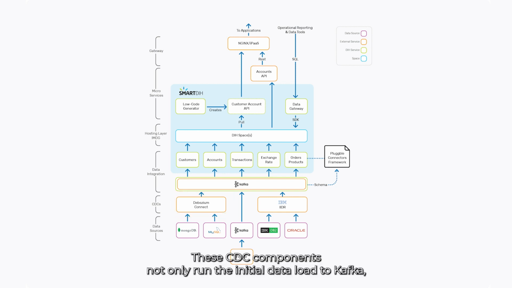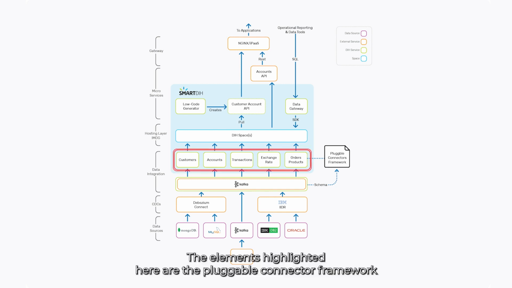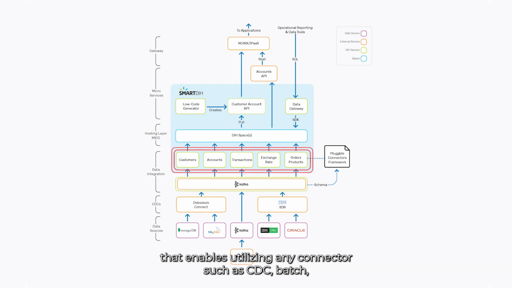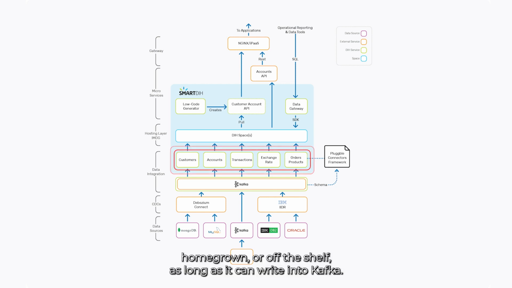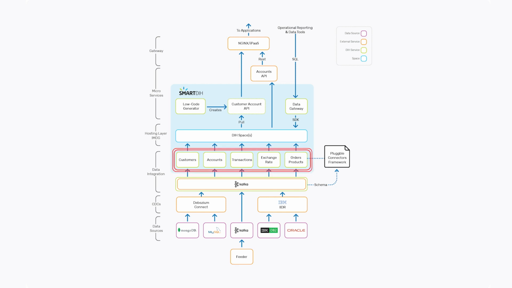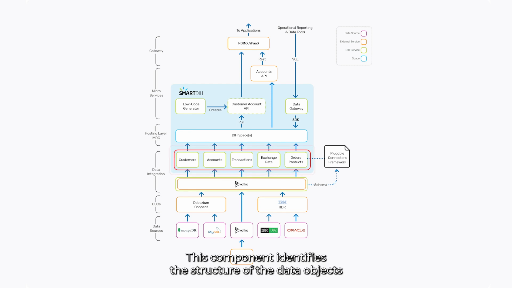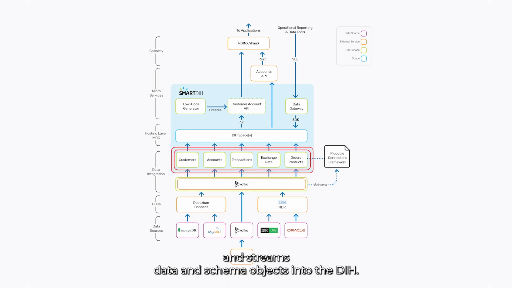These CDC components not only run the initial data load to Kafka, but also reflect any ongoing change in the source data in real time, so that any change in the database is instantly reflected in Kafka and ultimately in the Smart DIH. The elements highlighted here are the pluggable connector framework that enables utilizing any connector, such as CDC, batch, homegrown, or off-the-shelf, as long as it can write into Kafka. This component identifies the structure of the data objects and streams data and schema objects into the DIH.